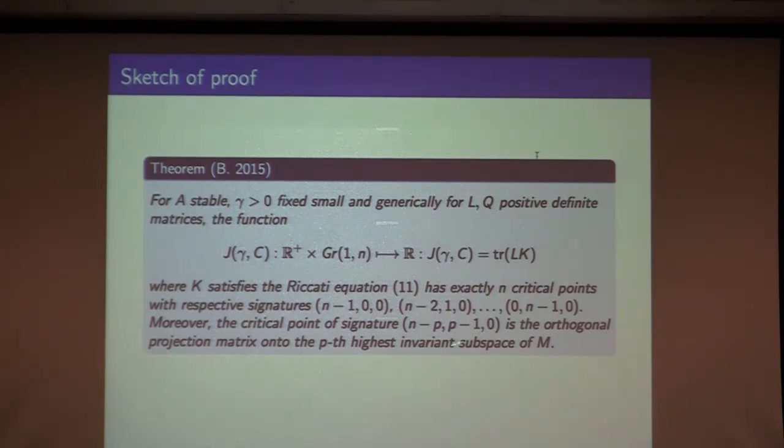We can also characterize each of these critical points and give them some meaning with respect to the corresponding invariant subspace of M. So what does this result say? It says that J, which is a function that's not convex, nevertheless has only one minimum. And so if we use a gradient flow, we're just going to end up at that minimum. In order to do this, we had to look at all the possible critical points and evaluate their signature.